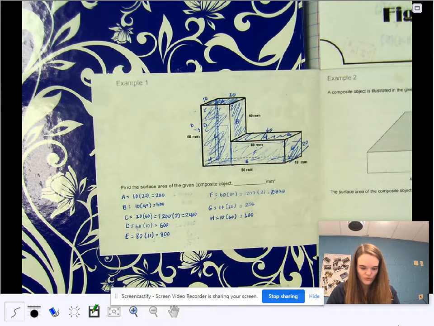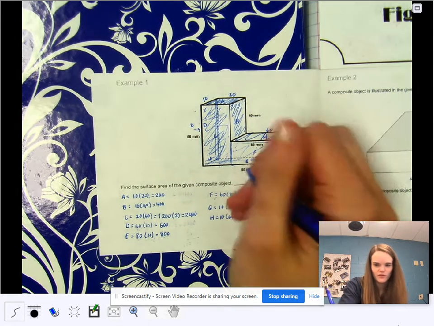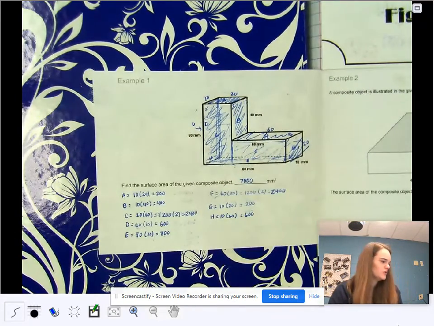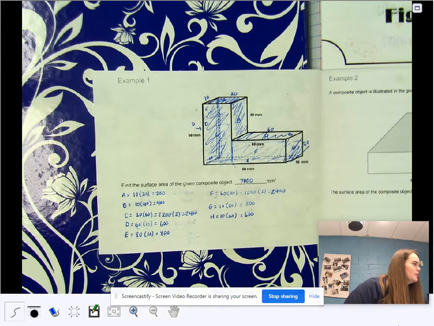So 200 plus 400 plus 2,400. Yes, you can do it in your head. I always make common mistakes on accident. Okay. And that is 7,600 millimeters squared. All right, I want you to pause the video and try example 2.